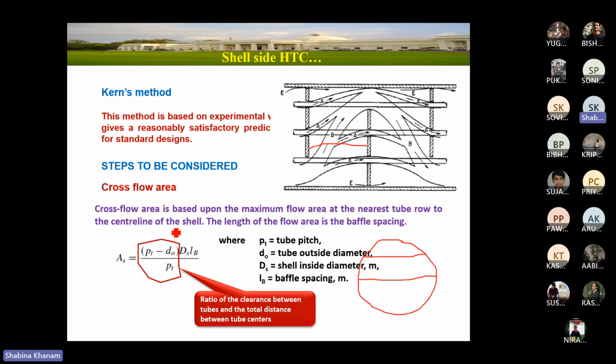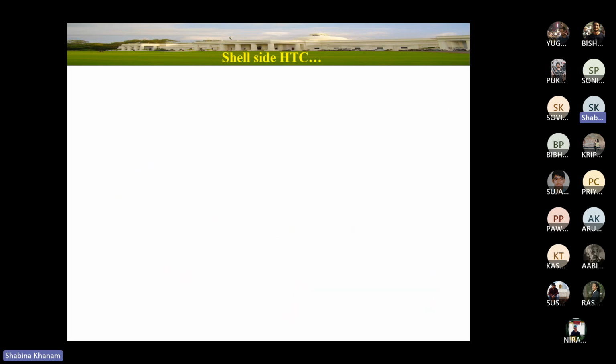So this AS is the cross flow area at the center, or we can say the maximum cross flow area. In that way you can find out this AS, and depending upon that AS you can find out the shell velocity. The mass velocity you can find by mass flow rate divided by AS, or simply you can calculate US, that is the shell velocity at the center.